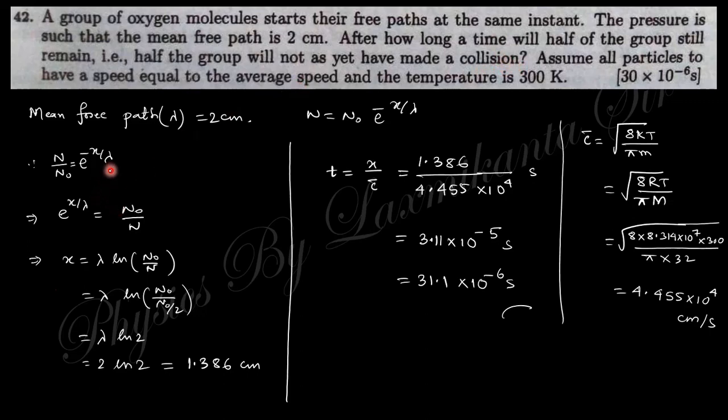So there will be the survival equation, n equals n naught e to the minus x by lambda. So n equals n0 by 2. From here you will get the distance. After the distance, you need to find out the value of time.